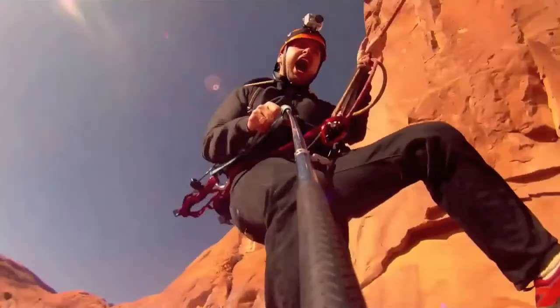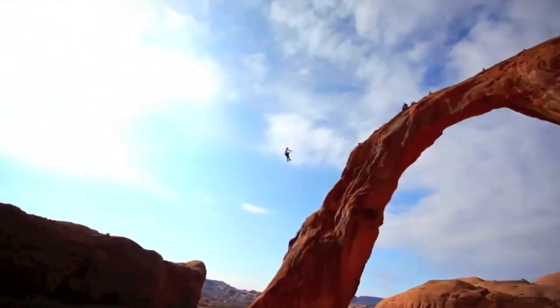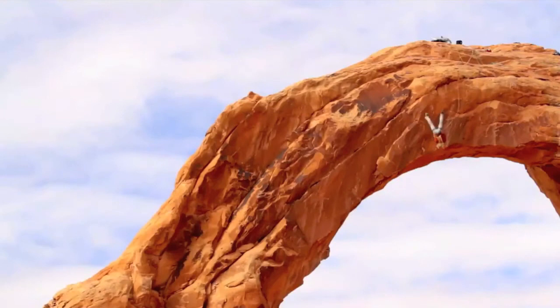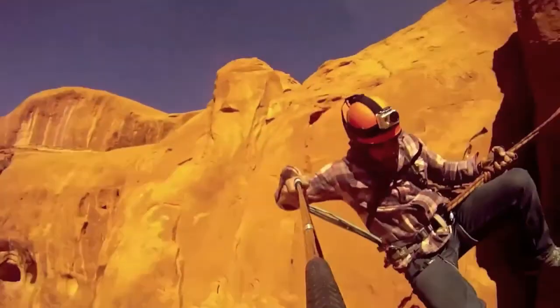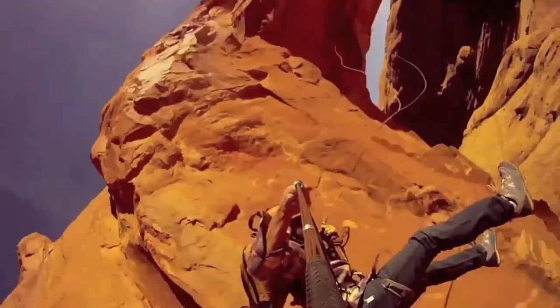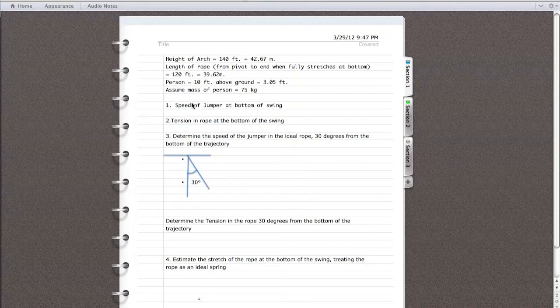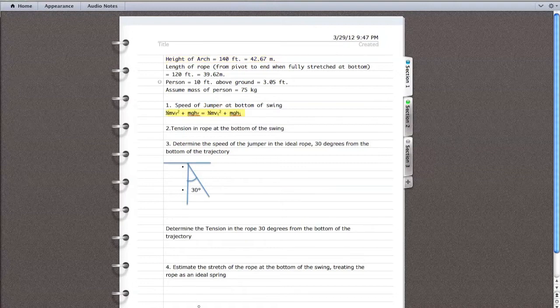In the project, the height of the arc is 140 feet or 42.67 meters. The length of the rope from the pivot to the bottom when the rope is fully stretched is 39.62 meters or 130 feet. The person, when he is at the bottom of the rope swing, is 10 feet above the ground or 3.05 meters above the ground. We assume the mass to be 75 kilograms.